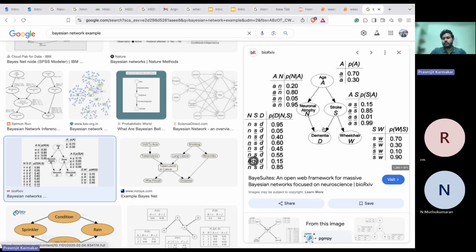We can just compute any possible path. So let's say my age is medium. Okay, and what is the probability of stroke and dementia in a medium age? So I have to pass through this path. So the joint probability of D, S, and A, right? So probability of A times probability of S given A times probability of D given S. That would be my answer.